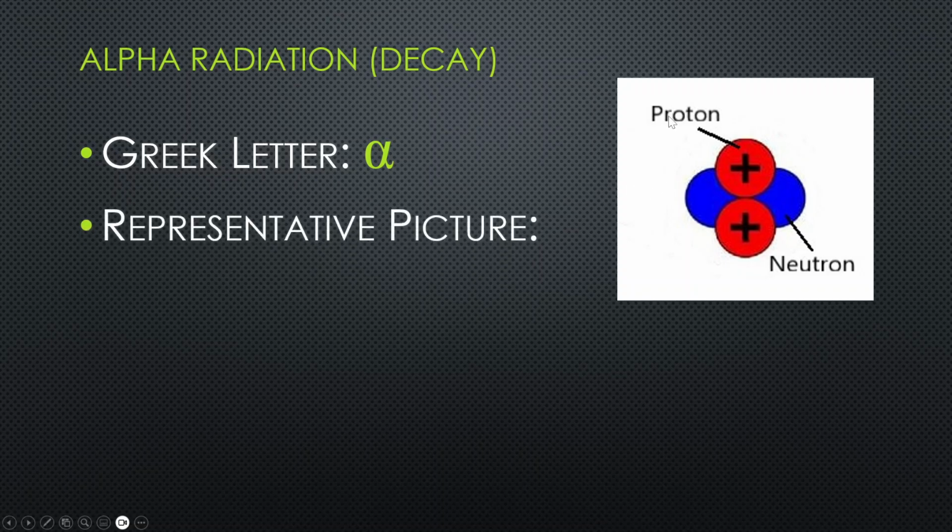The representative picture is here. It's 2 protons and 2 neutrons. The symbol that we use is for helium, the isotope helium-4. And why do we use that? Well, because it has an atomic number of 2 because it has 2 protons, and it has a mass of 4 because it has 2 protons and 2 neutrons. Now, it doesn't have any electrons. We don't really talk about the electrons. So when we write our isotope symbol here, it's just about the nucleus itself.